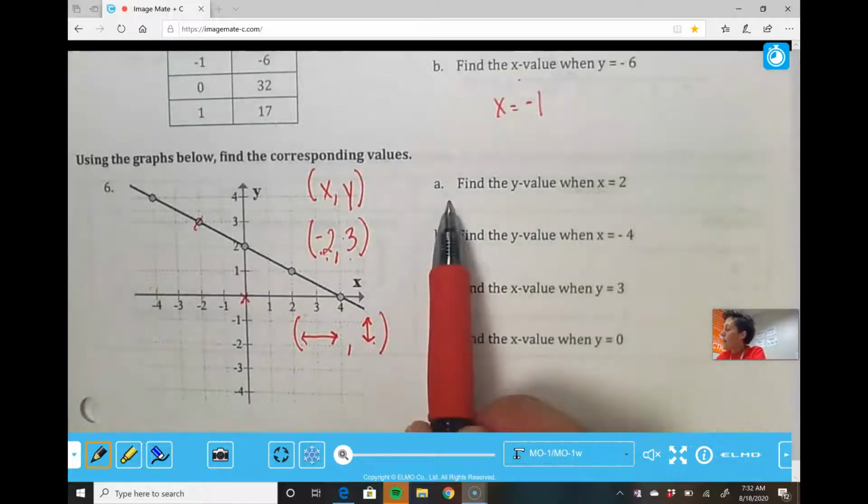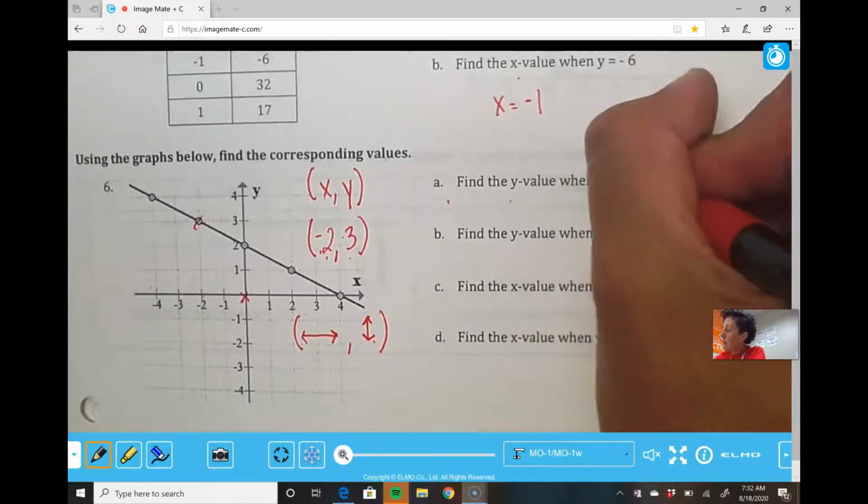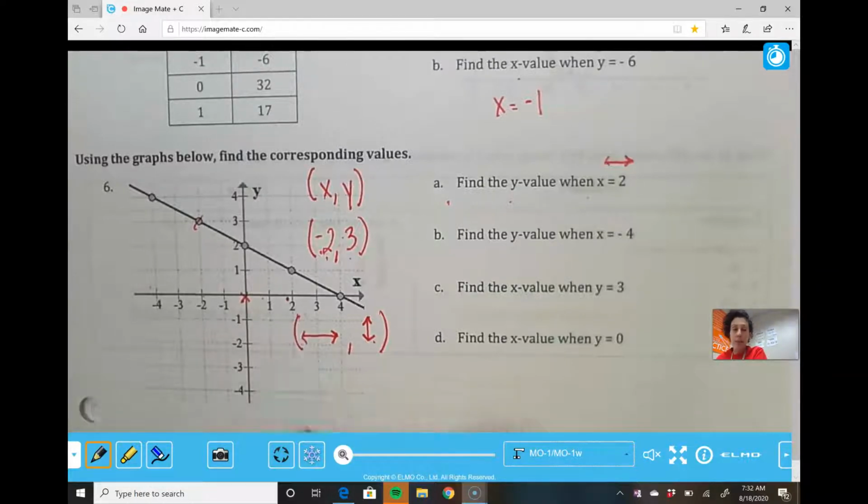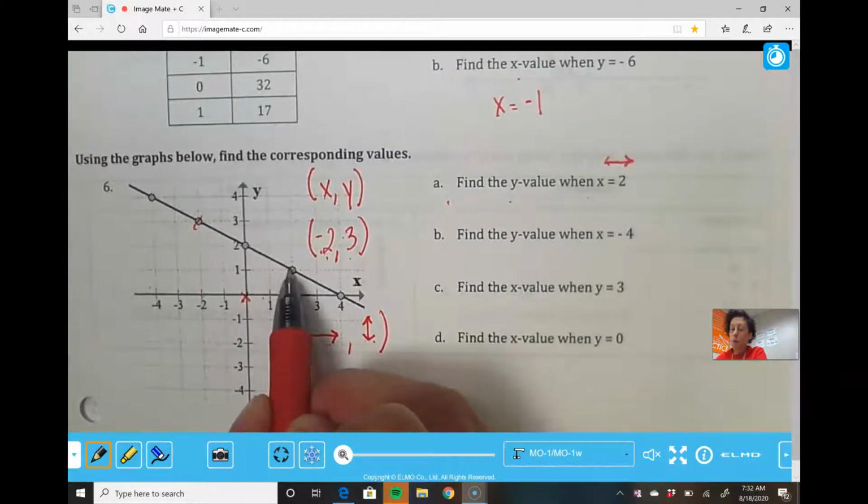So we're going to find the y value when x is 2. So they're telling me to move left or right. So I'm going to move right 2 because it's positive. And then what I need to do is actually get to the shape of the graph. So I don't want to go down because my graph's not down here. Instead, I want to move up.